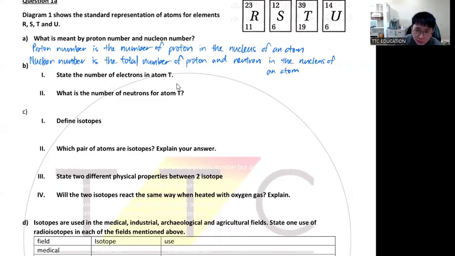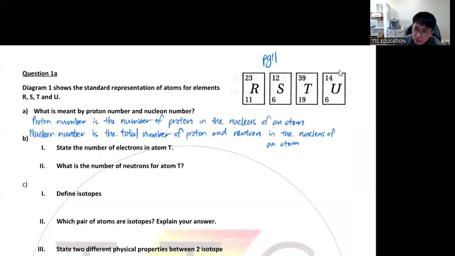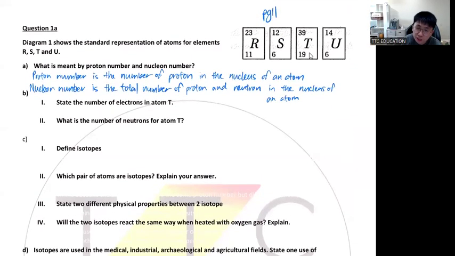Okay, state the number of electron in atom T. So guys, if you look at atom T, it's 39 and 19. So which one is electron? There's no electron here, but we know electron is the same number as proton. So 19. Guys, I try to speed up a little bit. If I'm too fast, you let me know. If I never say anything, I'm just going to go slightly faster.